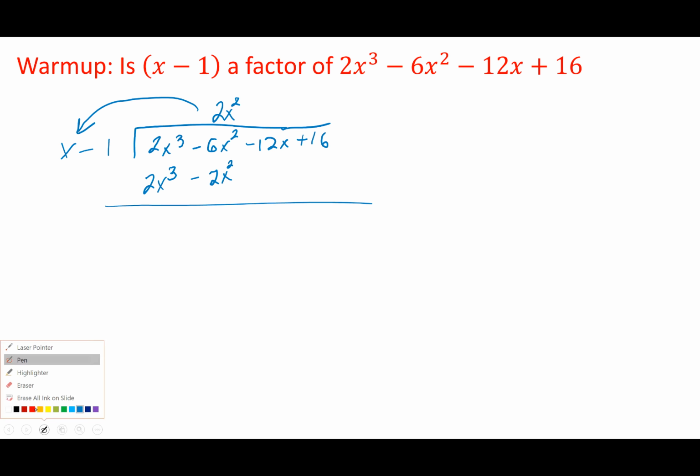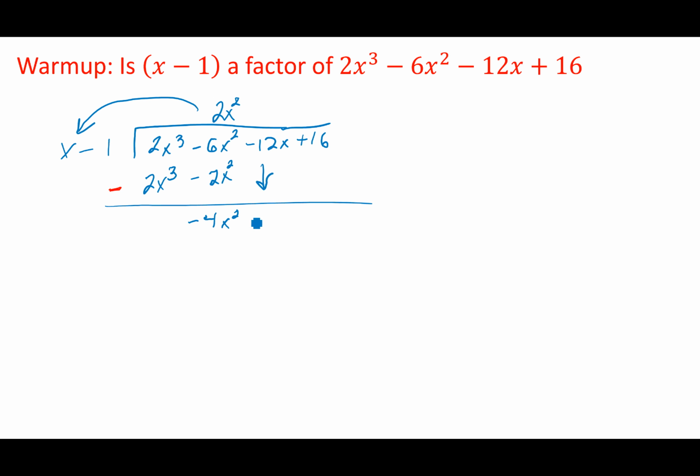I subtract again, so do not forget we are subtracting. As I go down, 2x cubed minus 2x cubed goes to 0. Negative 6x squared minus negative 2x squared is what? Not 8. Negative 4. So negative 6 minus a negative is the same as addition. So negative 6 plus 2x squared is negative 4x squared. So be very careful on your signs there. If you are subtracting a negative, it's actually doing addition.